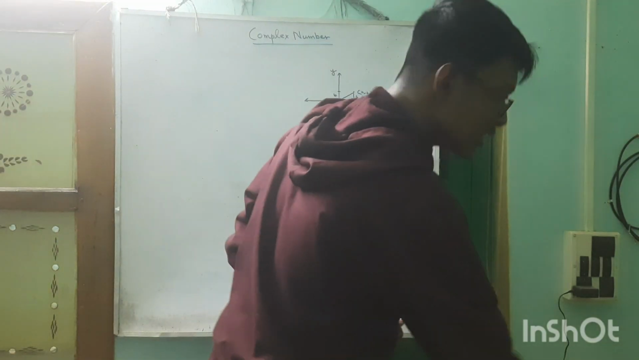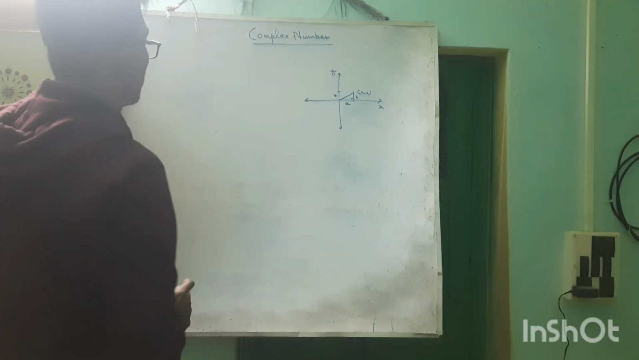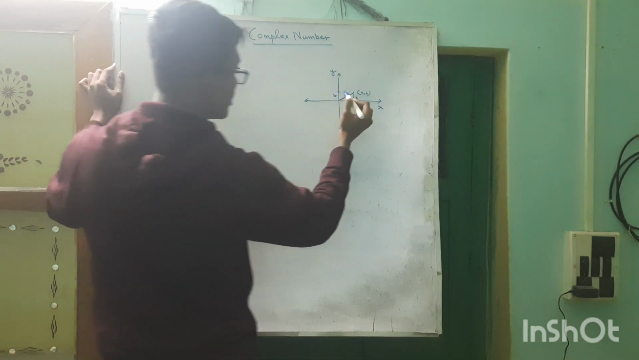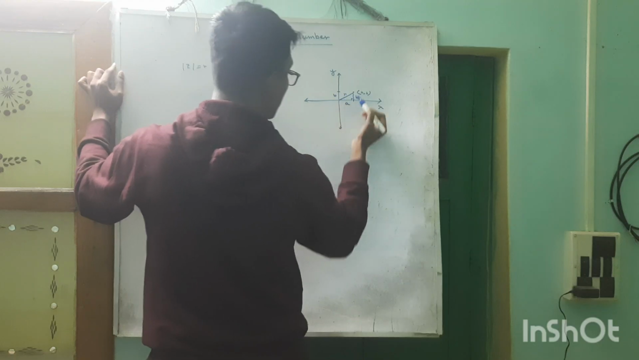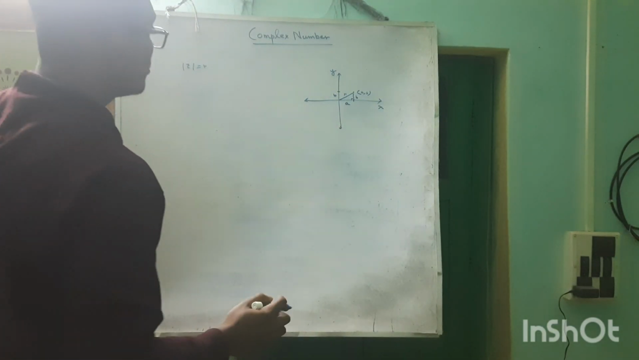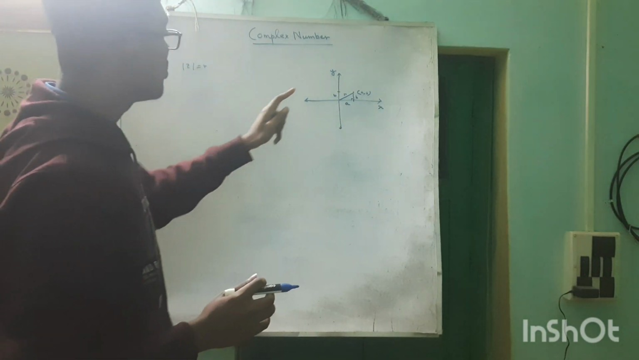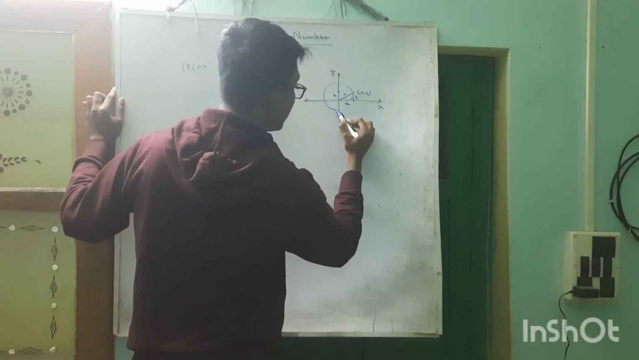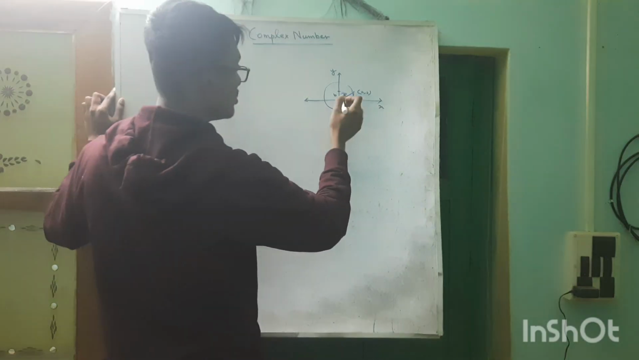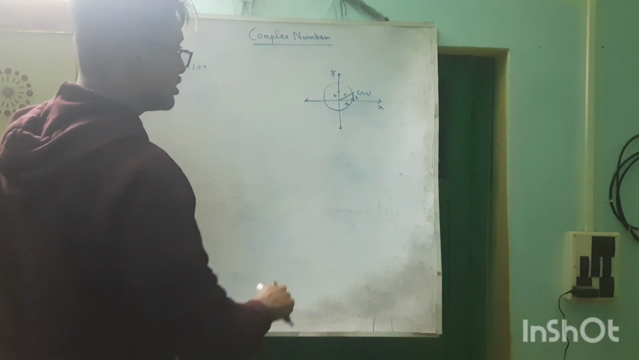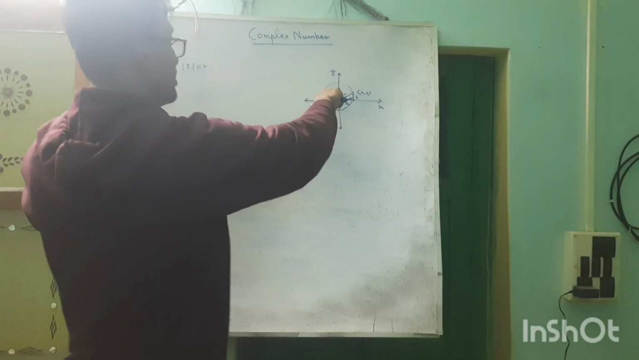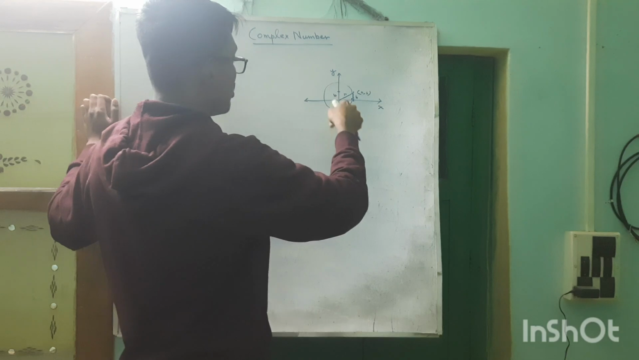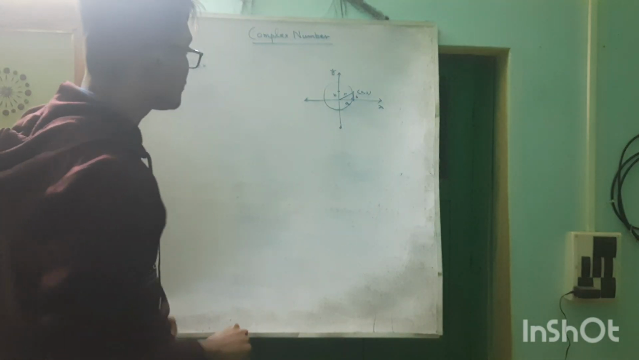So see one thing, if the modulus of a complex number is r, mod z is equal to r. So all the complex numbers whose modulus is r are actually present on that circle. So the radius of the circle is r. So all the points present on that circle, the modulus of that complex number is r.